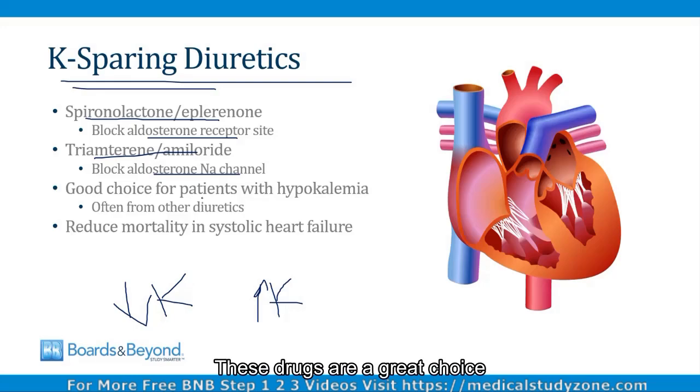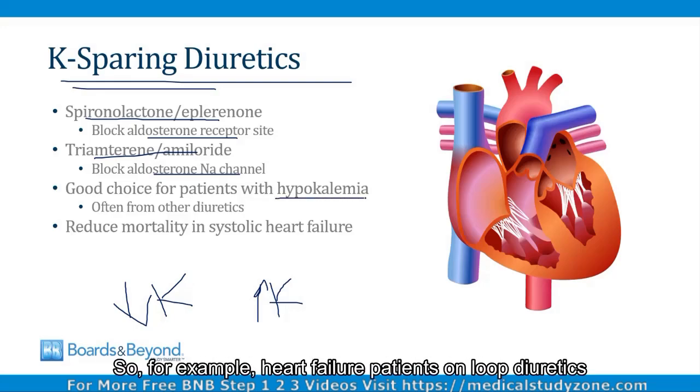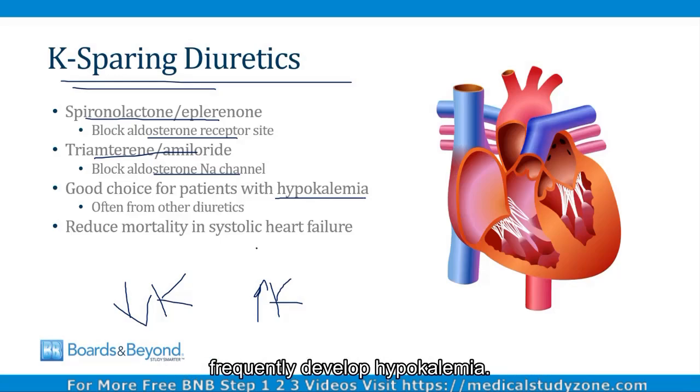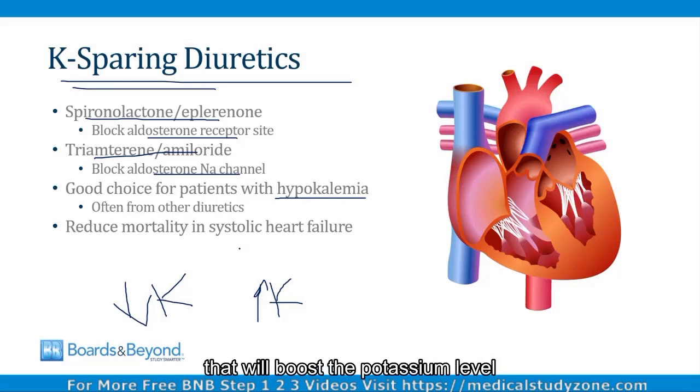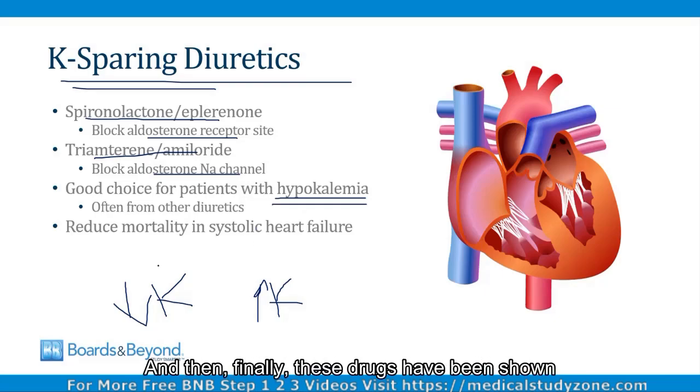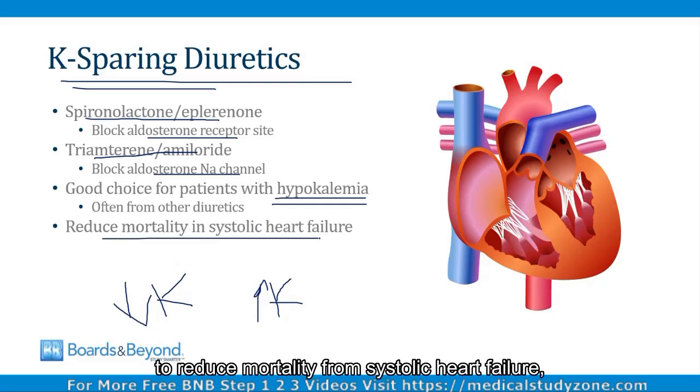These drugs are a great choice in patients who have hypokalemia. So for example, heart failure patients on loop diuretics frequently develop hypokalemia. If you add a potassium-sparing diuretic to their regimen, that will boost the potassium level and potentially resolve the hypokalemia. And then finally, these drugs have been shown to reduce mortality from systolic heart failure, and I talk about this in more detail in the cardiology videos on heart failure.